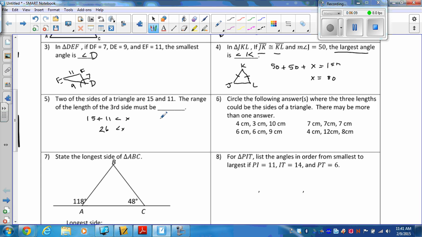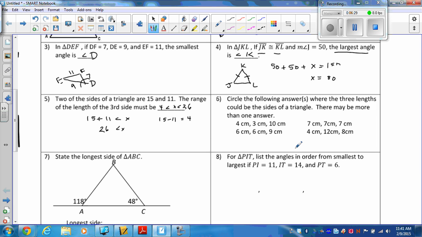And it has to be bigger than 15 minus 11. So it has to be bigger than 4. So the third side has to be between 4 and 26. So again, you add and subtract to find that range.